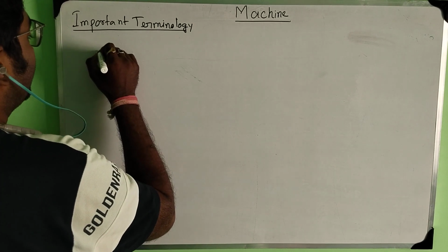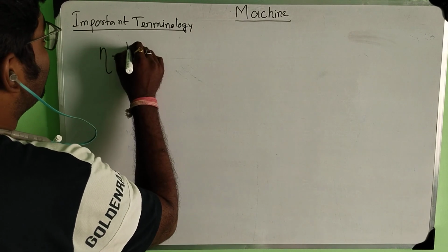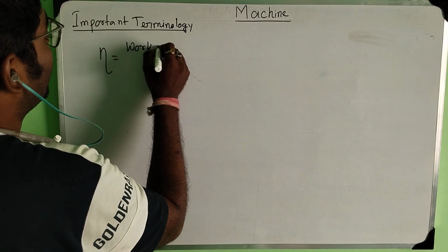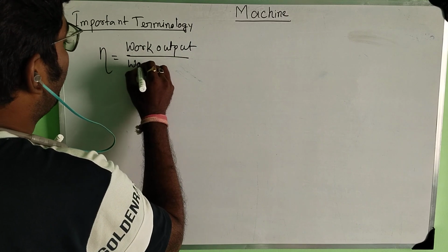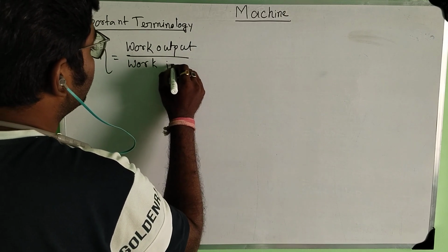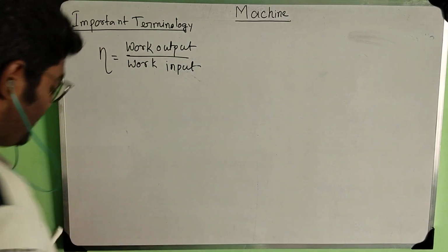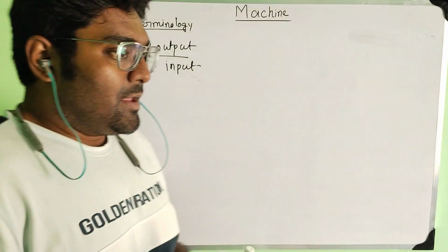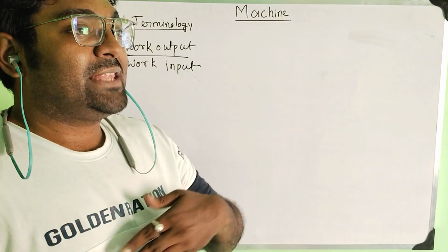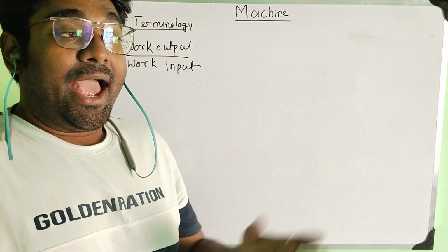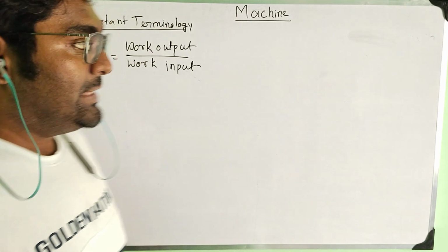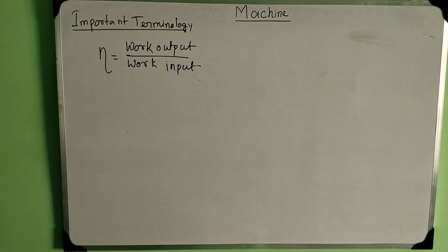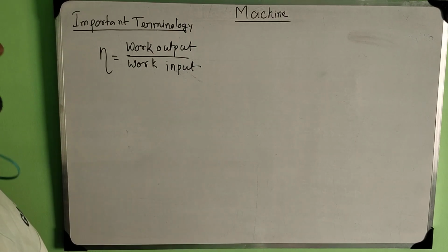Now, efficiency is work output by work input. Now see, the work means how much energy we are giving to the machine and how much output energy we are getting. Okay, that is the efficiency. How much work we are doing and how much output we are getting.